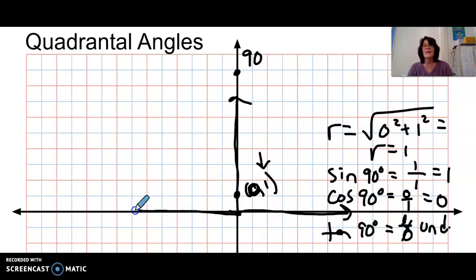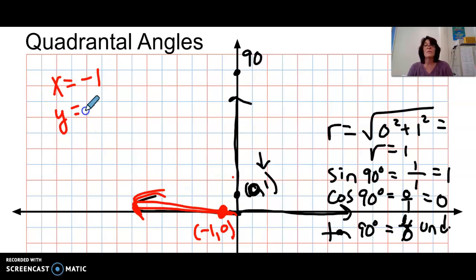Okay, so let's do 180. 180, let's see, a point on there. I'm just going to go with negative 1, 0. Okay, x is negative 1, y is 0. Won't r still be 1? I'm taking -1 squared plus 0 squared. That's 1 plus 0, 1. Yeah, r is still 1.